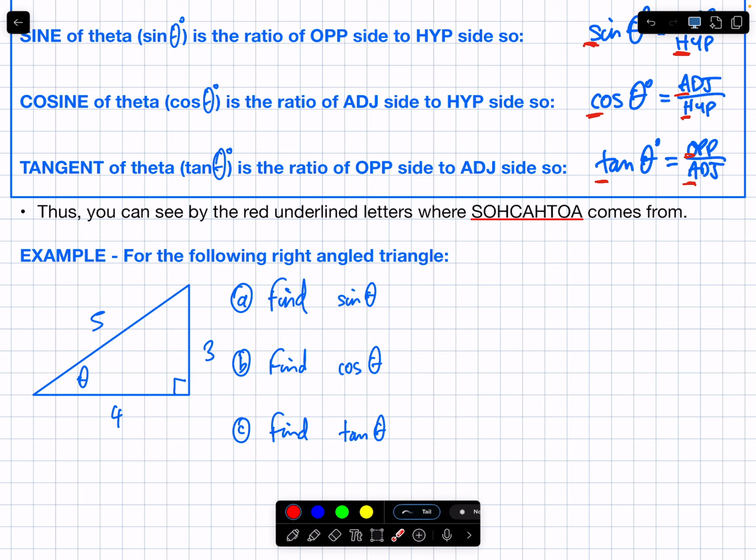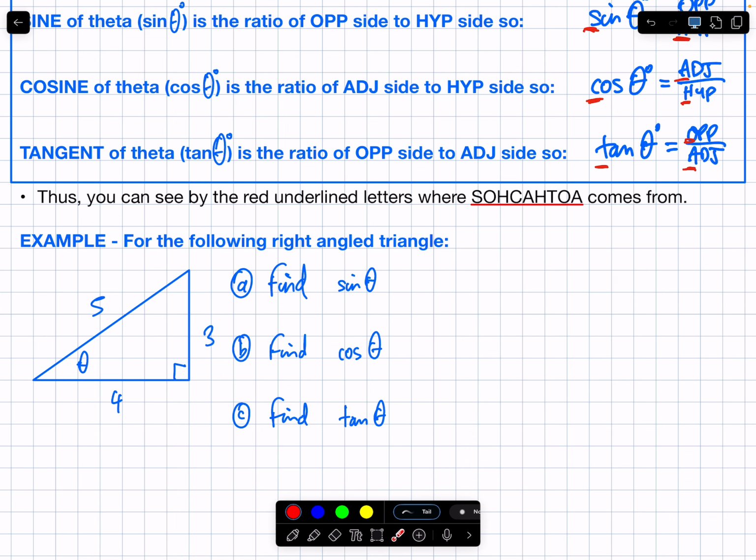An example. So for the following right angled triangle, I want to find sine of theta. Should we label the sides first? Which side is going to be opposite in that scenario? Which one? The 3, the 4, or the 5 one? Which one is opposite? 3. Which one is the hypotenuse? Hyp. And which one is adjacent? 4. So sine theta is equal to opposite over hypotenuse, because it was SOH.